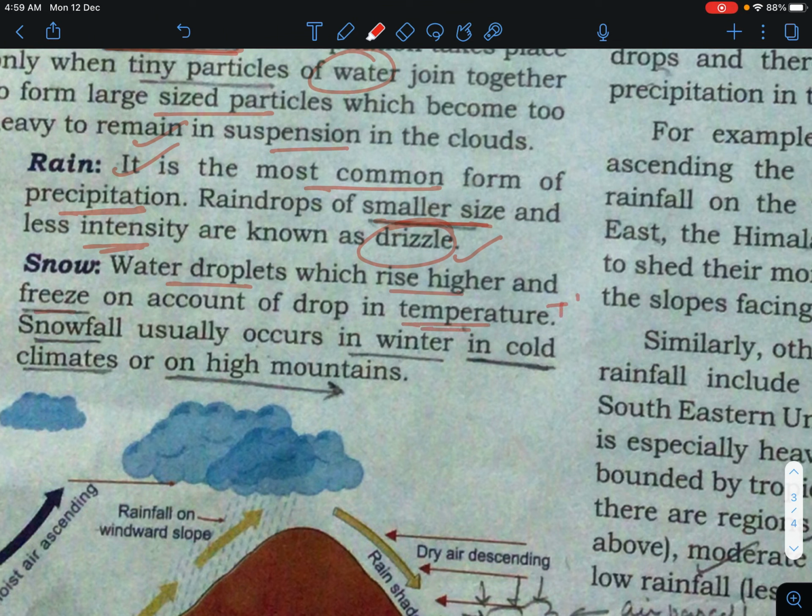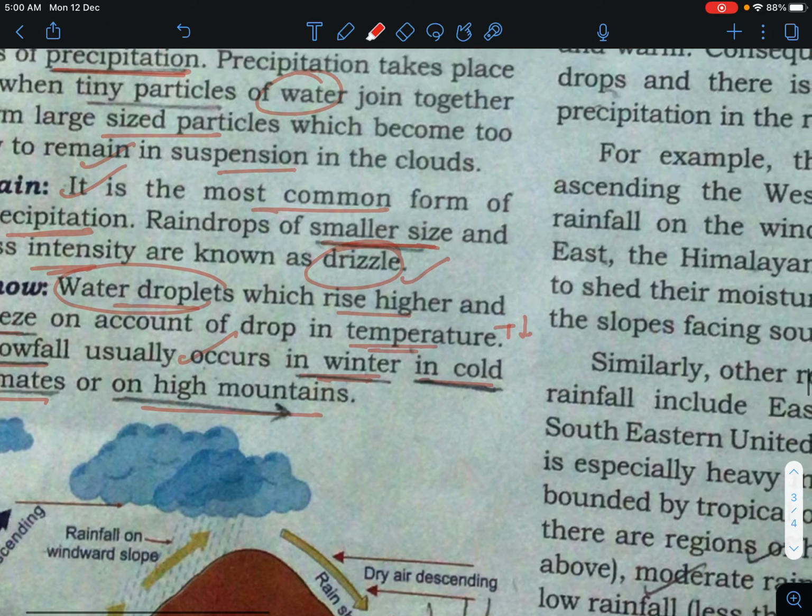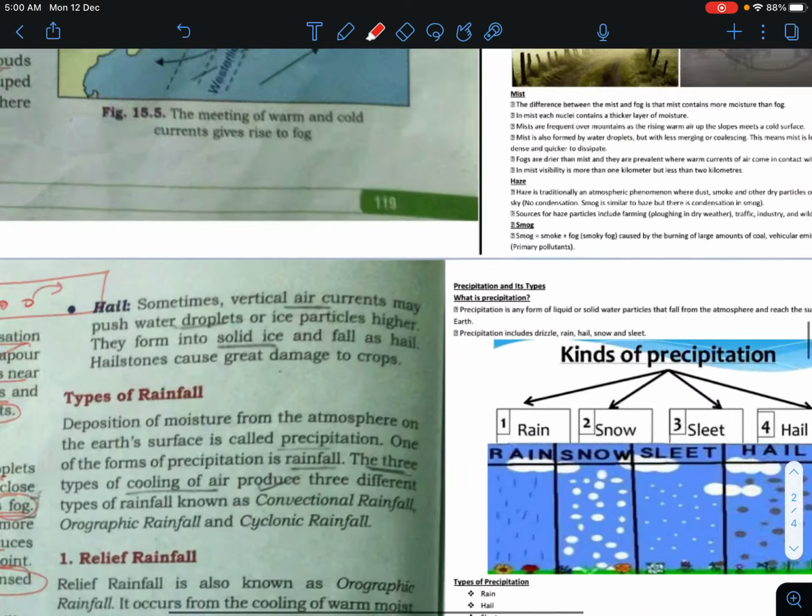Now, if we are going to decrease the temperature, then what is going to happen? These water droplets are going to form ice, and snowfall usually occurs in winter, in cold climates or on high mountains. So we're talking about snowfall. This form of precipitation occurs in winter, in cold climates or on high mountains. Okay.